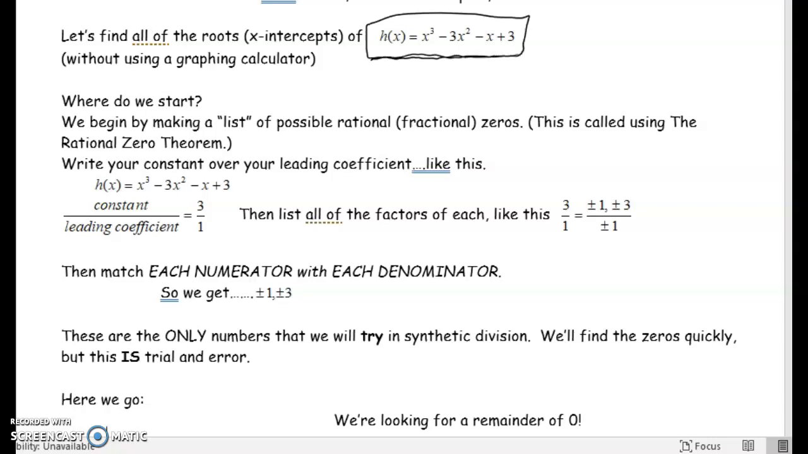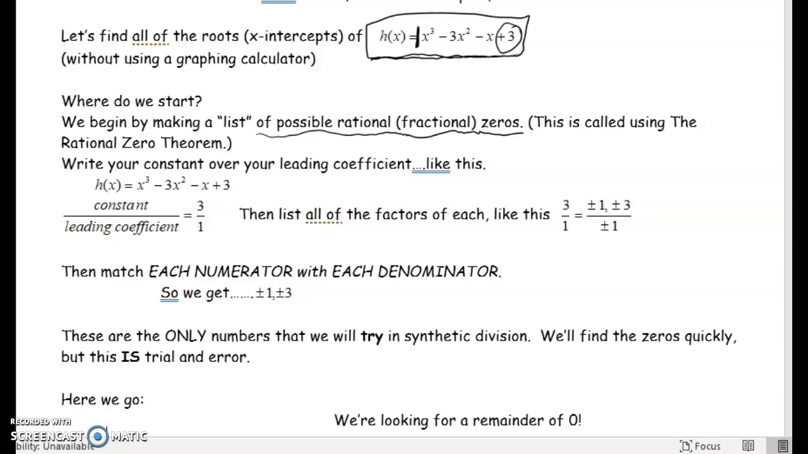So where do we start? We start by making a list of possible rational, which means fractional, zeros. This is called using the rational zero theorem. Write your constant over your leading coefficient like this. Our constant is 3. Our leading coefficient is 1. So we're going to put our constant, which is 3, over our leading coefficient, which is 1.